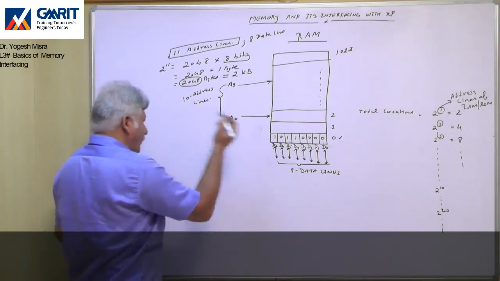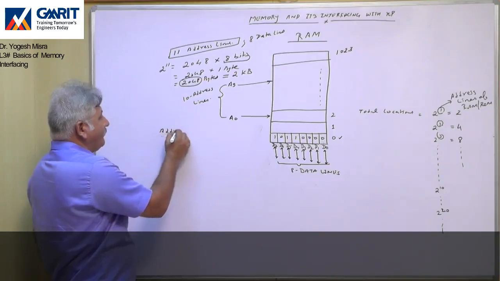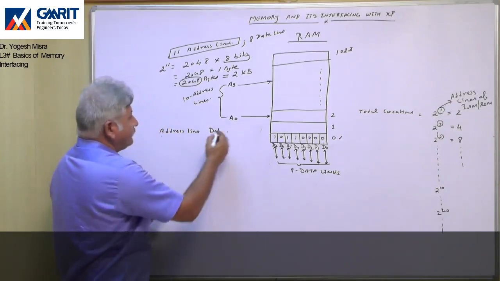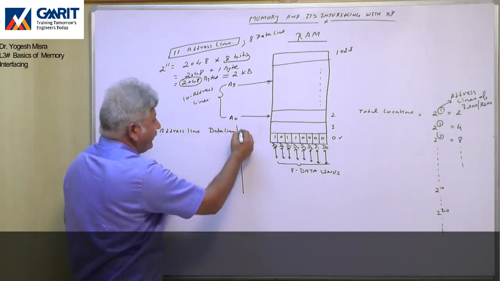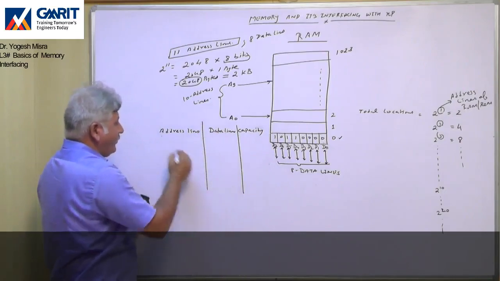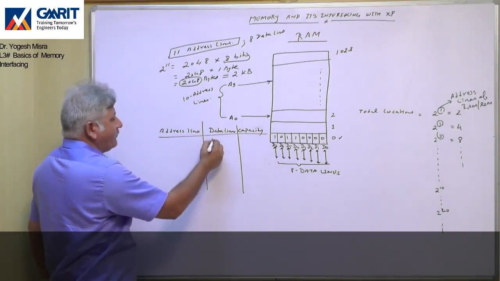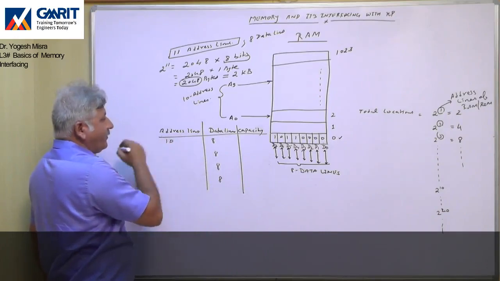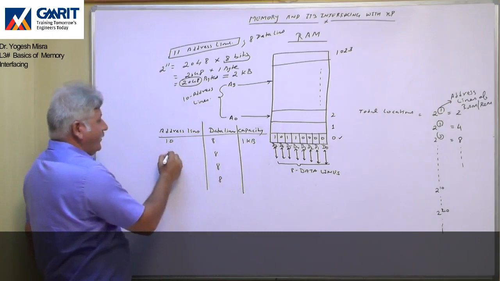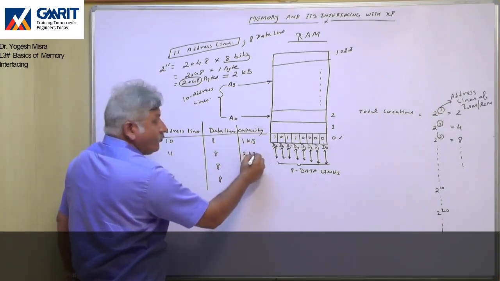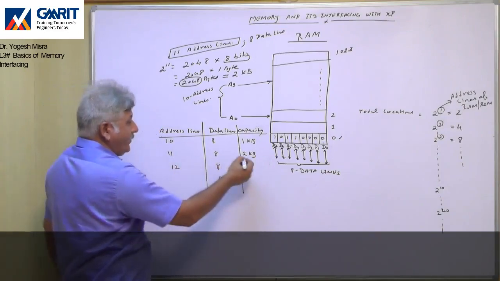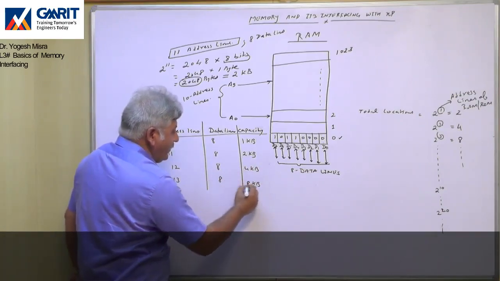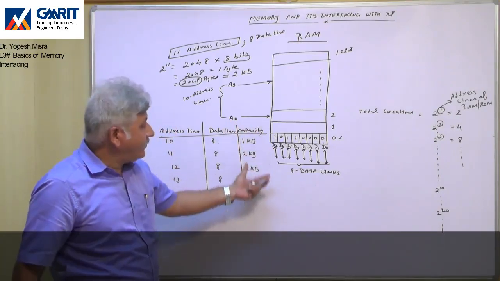And so now we know address lines, data lines, and capacity. Right? If the data lines are 8, and the address lines are 10, then the capacity is 1KB. If the address lines are 11, the capacity is 2KB. If the address lines are 12, the capacity is 4KB. If the address lines are 13, the capacity is 8KB. Right? In this way, you can find the capacity of your memory.